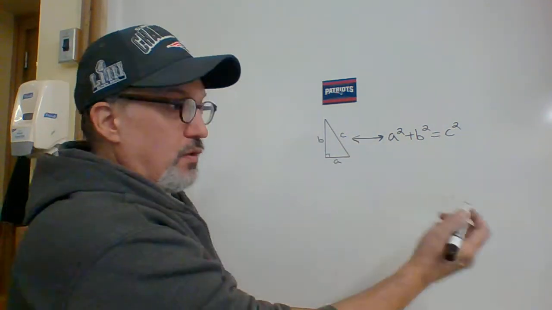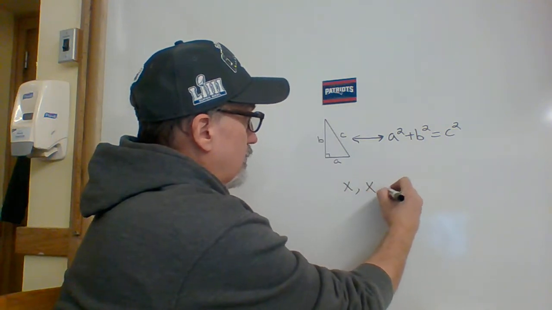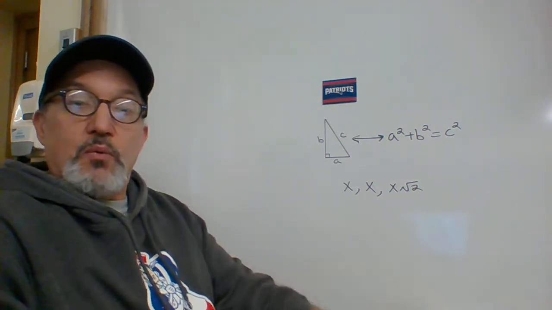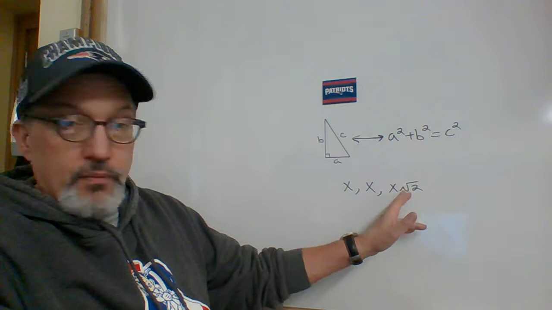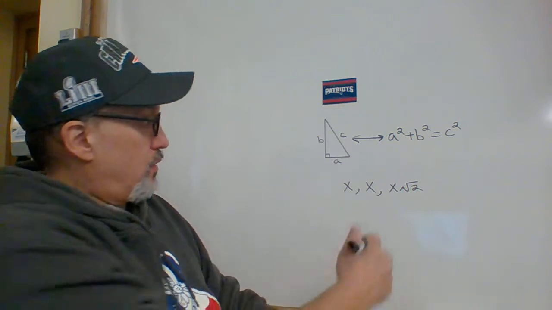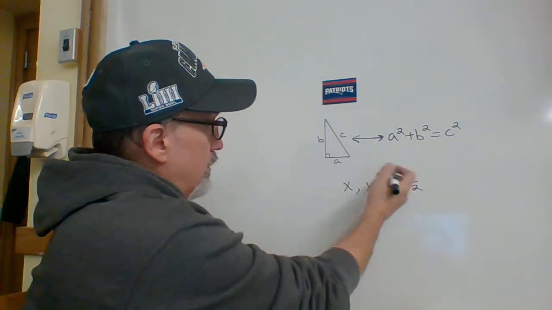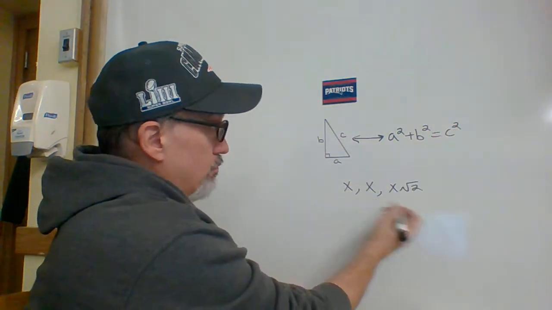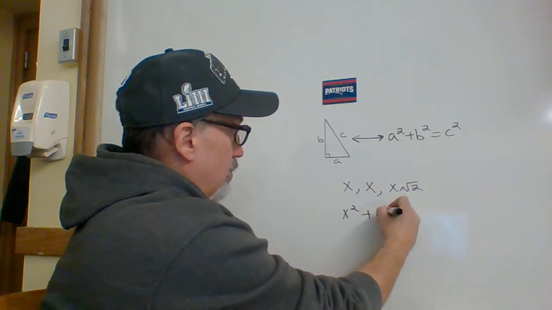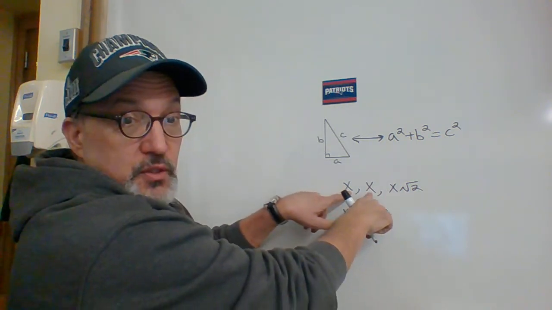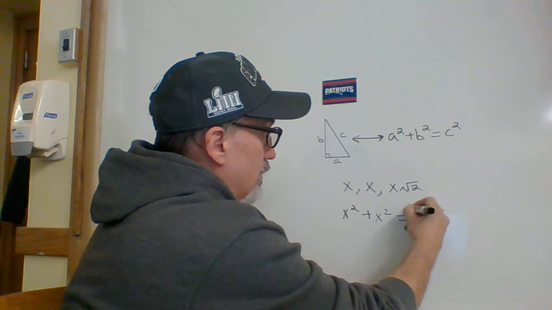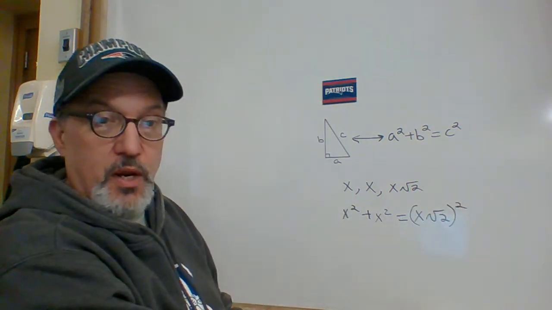So the first question involved these quantities, x, x, and x times the square root of 2. And I wasn't trying to be tricky when posing these questions. The quantity on the far right, the last one, is the biggest one. It's C. So we can take these three quantities, plug them into the Pythagorean theorem formula, and get x squared plus x squared. In this case, A and B are the same quantities. They're both x. And will that be equal to x times the square root of 2 squared?